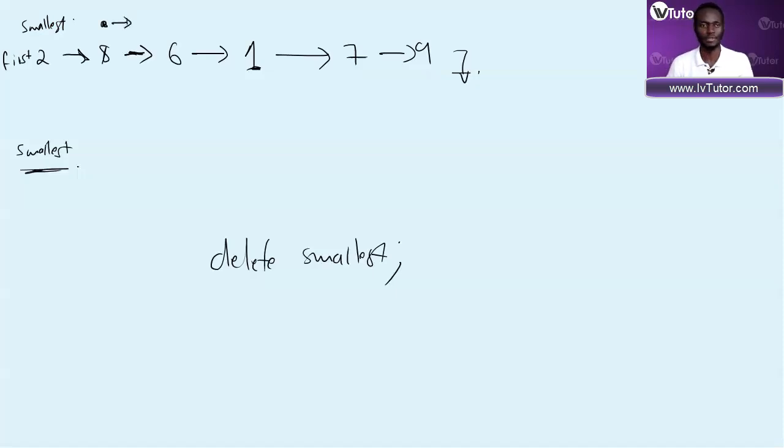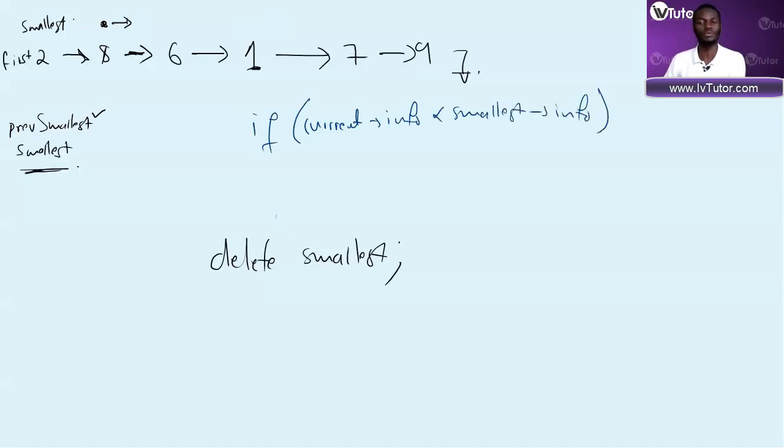Now we're going to need 2 pointers. We're going to need smallest, and let's call the other one prev smallest, meaning previous smallest or preceding smallest. And the job of this pointer is to point at the node behind smallest, which means in our loop, if current dot info is less than smallest dot info, that's our if statement. If the current node is less than our smallest, we want to update smallest. So we move smallest to the current node. In other words, smallest equals current.